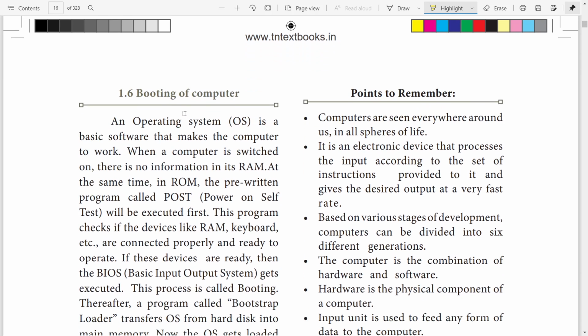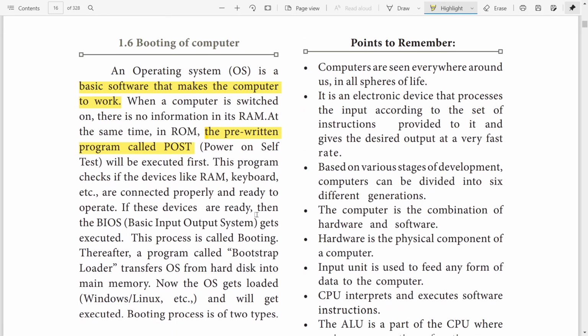So the next one is booting of a computer. How are we going to boot a computer? An operating system is basic software that makes a computer work. When a computer is switched on, there is no information in its RAM. At the same time, in ROM, the pre-written program called POST will be executed. On switching on the button in the CPU, the first operation run by the computer is the power on self test. This program checks if devices like RAM and keyboard are connected properly and ready to operate.